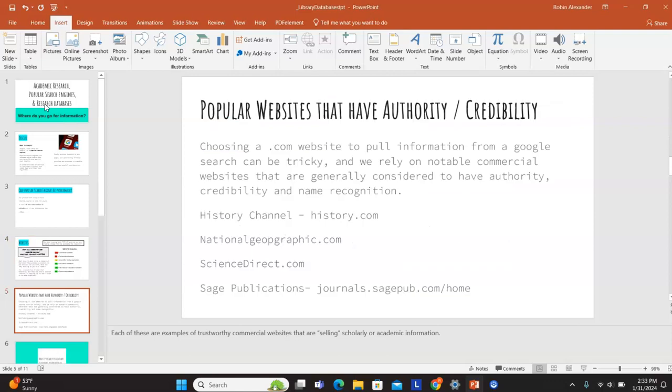Popular websites that have authority and credibility. Choosing a .com website to pull information from a Google search can be tricky, and we rely on notable commercial websites that are generally considered to have authority, credibility, and name recognition. So if you were to use historychannel.com, nationalgeographic.com, Science Direct, or Sage Publications, these are all trustworthy commercial websites that are selling scholarly or academic information that is suitable for your research.